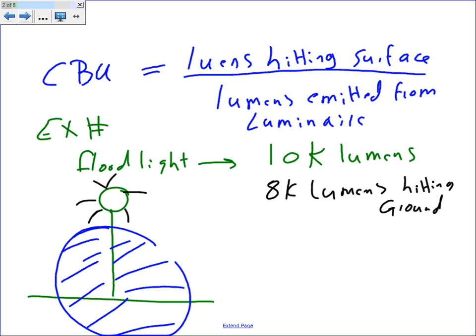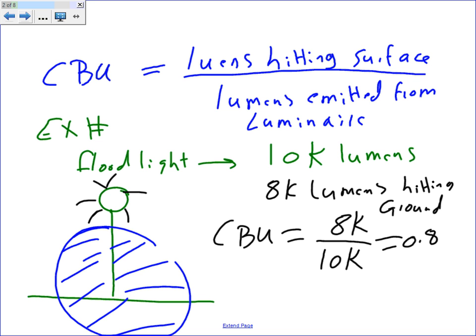Okay. So 10 coming out, 8 hitting the ground. If you find the CBU for this picture, how do you do it? You take the 8 that's hitting the ground, divide it by the 10 that's coming out of the fixture, and that will get you a 0.8 coefficient of utilization. This has no meaning other than to explain, guys, what a coefficient of utilization is.